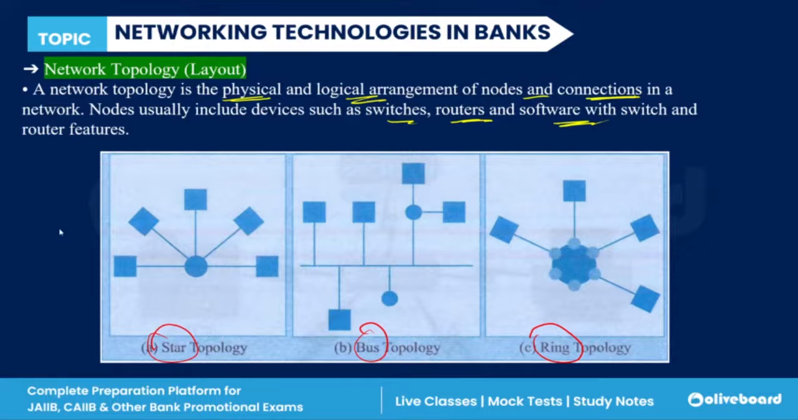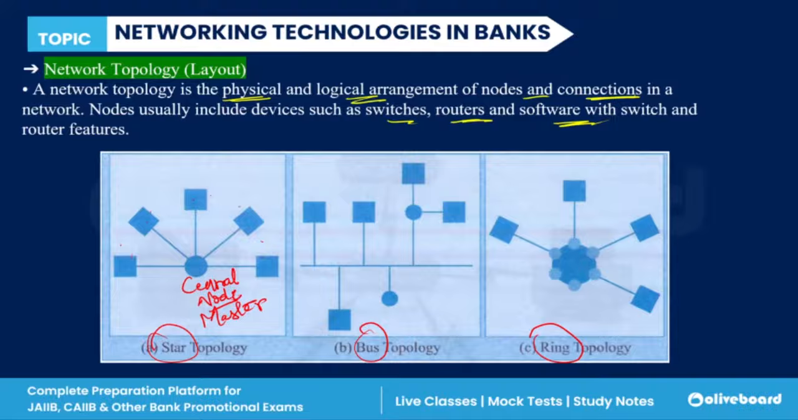First of all, there is the star topology. In a star topology, you will see there is a central node, and all the devices are connected to this central node. This central node serves as the master node, and all the other nodes are connected to it with a separate medium or cable. So this is known as star topology.